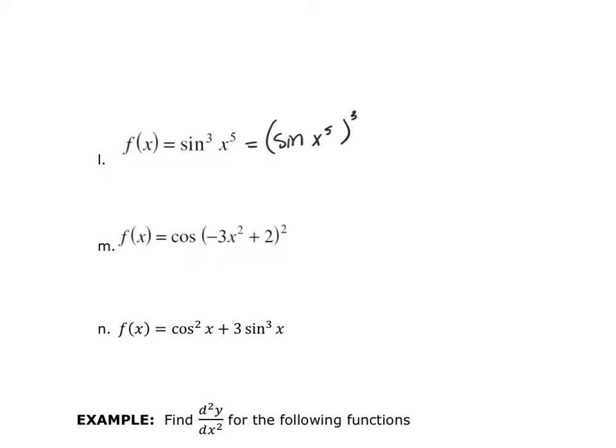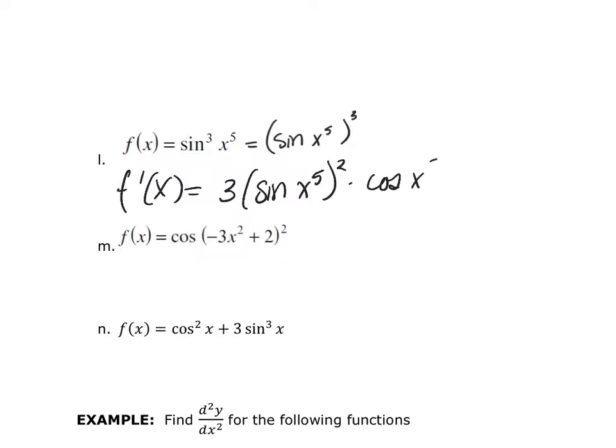Okay, so F prime, 3 the sine of x to the 5th raised to the 2 power. That is your outermost function. Now I'm going to do the derivative of sine x to the 5th, so that's going to be multiplied by cosine of x to the 5th. It's like my middle function, like Middle Earth. And then the innermost function is going to be x to the 5th, so that's 5x to the 4th.